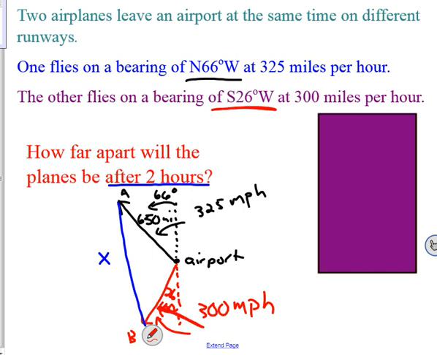Similarly, plane B down here, 300 miles per hour for 2 hours, it will go 600. That is not very clear. Let's go 600 miles. And I want to find x. So I have two pieces of my triangle. I have a couple angles, but I don't have the angle I need.